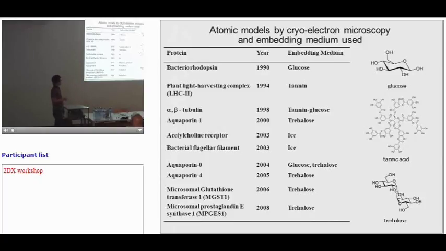For other proteins, structures were solved using trehalose, which is one of the saccharides consisting of 2 glucose molecules. Trehalose is synthesized in fungi, plants, and invertebrate animals, and is implicated in helping them survive long periods of desiccation or dehydration. So it seems reasonable to use it as an embedding medium.